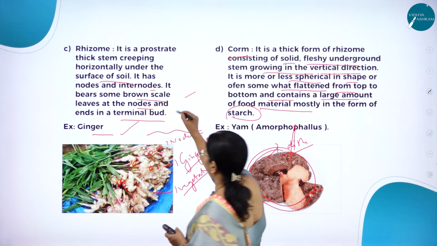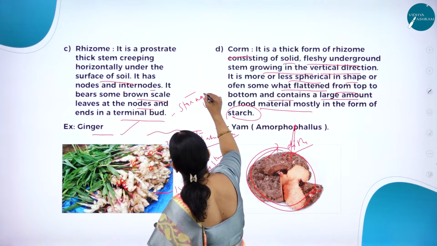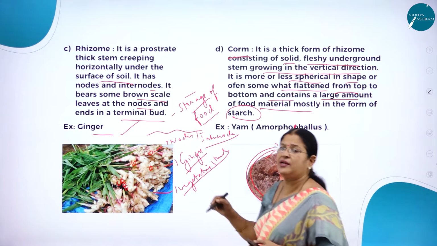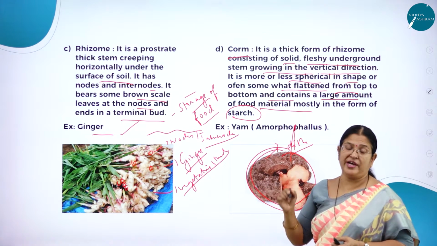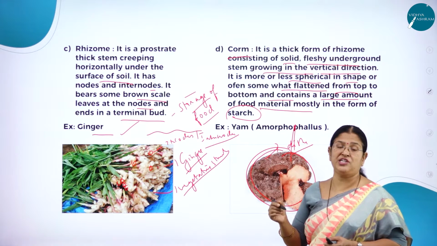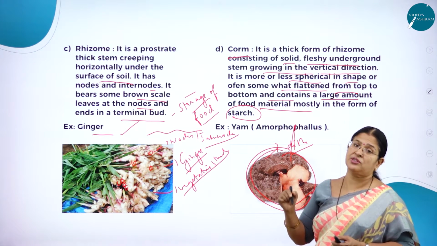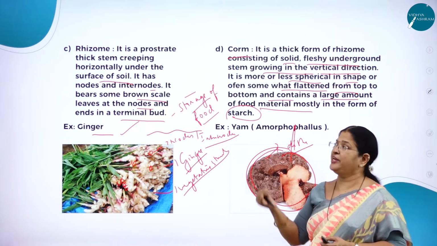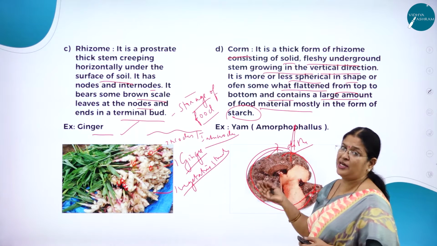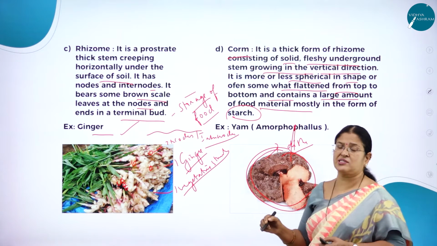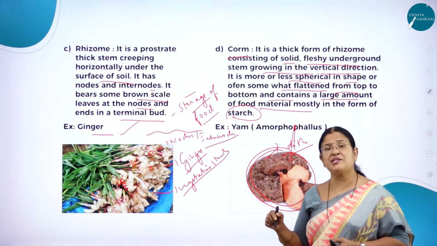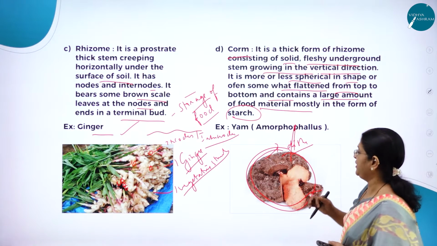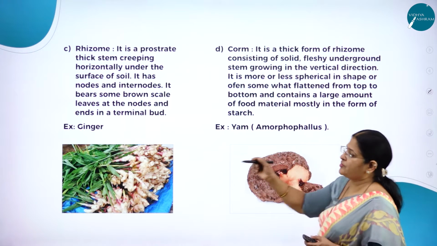As I said, all these are the classical examples where the stem has undergone modification underground, for what? For storage of food, to store the reserve food materials. May it be the bulb, the tuber, the rhizome, or the corm, all these are classical examples where the stem has undergone modification for storage of reserve food material. Hope you have understood what is rhizome.